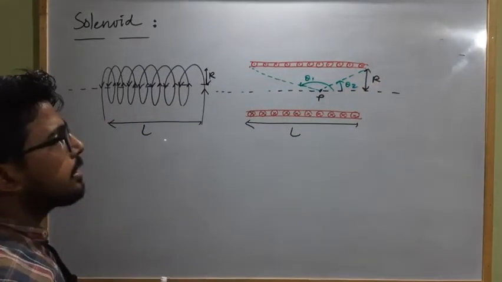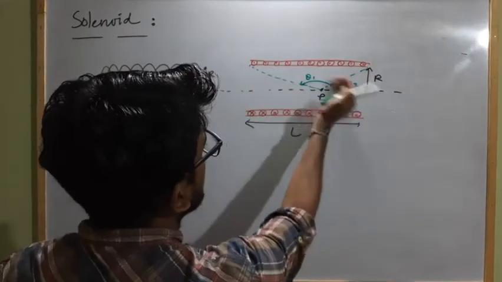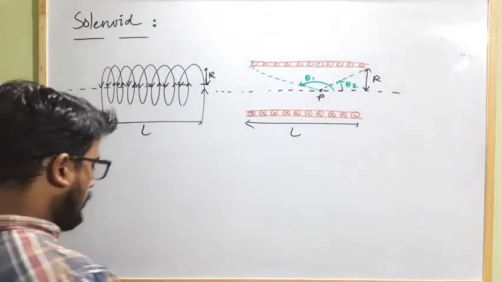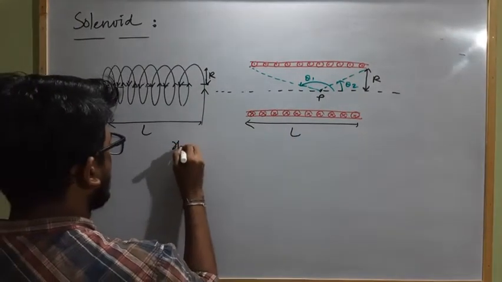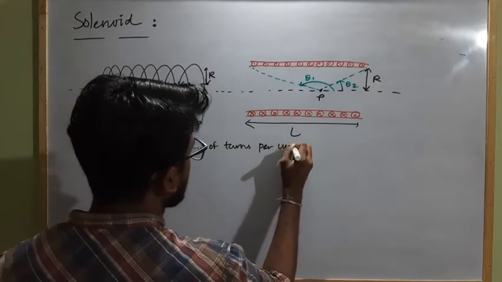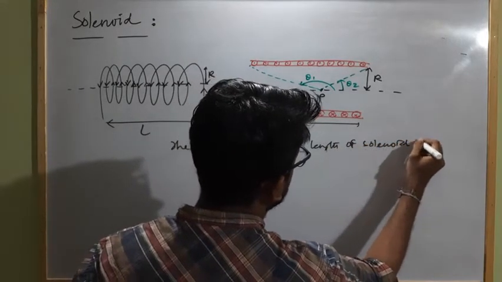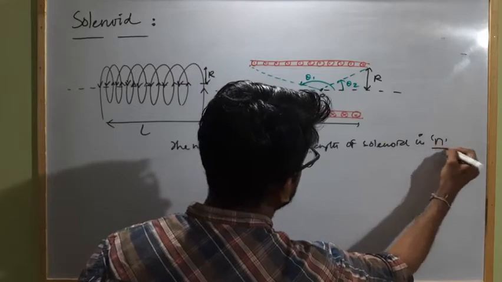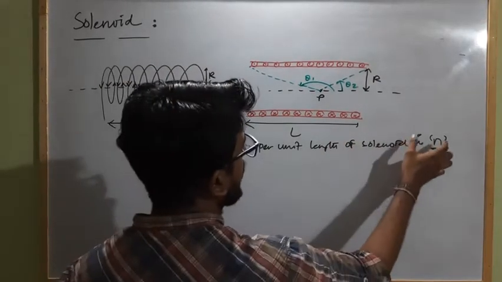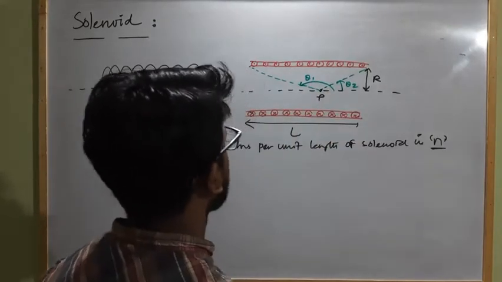Okay, we are measuring the angle of this end and this end with respect to this point P from the same direction, in the anti-clockwise direction, that is theta 1 and theta 2. Clear? And the number of turns per unit length of the solenoid is small n. That means the number of turns of the coils per unit length of the solenoid is n. Clear?